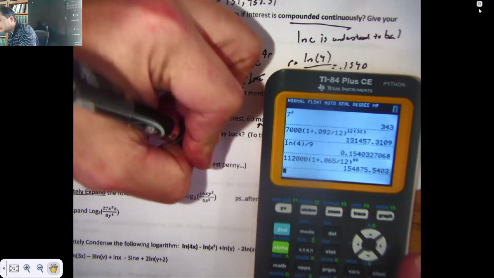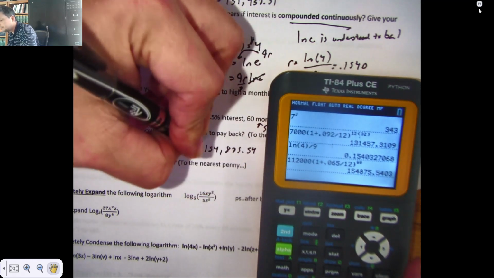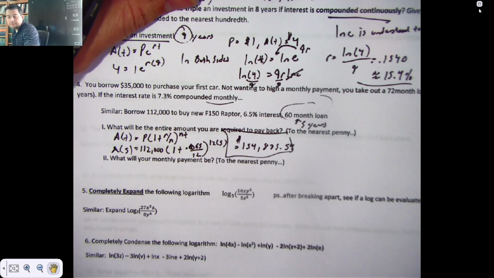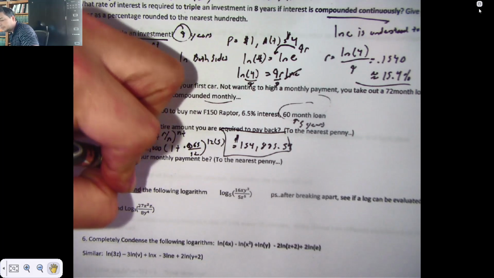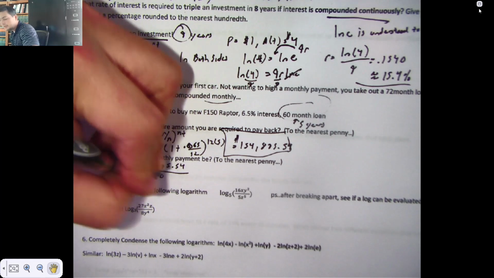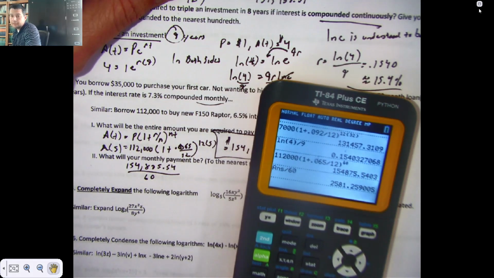I got to pay back $154,875.54. And this is a 60-month loan. All right. What's your monthly payment going to be? You take that grand total and you divide it by 60. That's your monthly payment on your car.